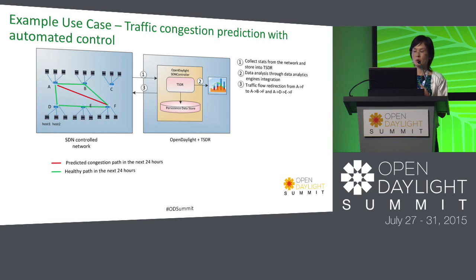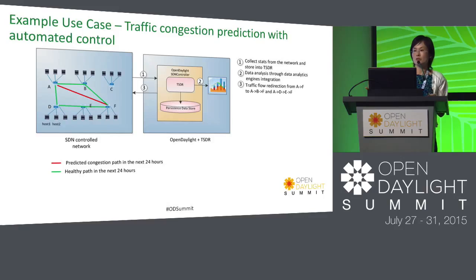The first step, we can collect stats from the network and then store them into TSDR, right? And then secondly, we will leverage data analysis through the integration with a data analytics engine and generate the results. Okay, so for example, the results we get from the data analysis would be, for the red one, which is the direct path from A to F, in the next 24 hours, we predict there will be congestion on this path, right?